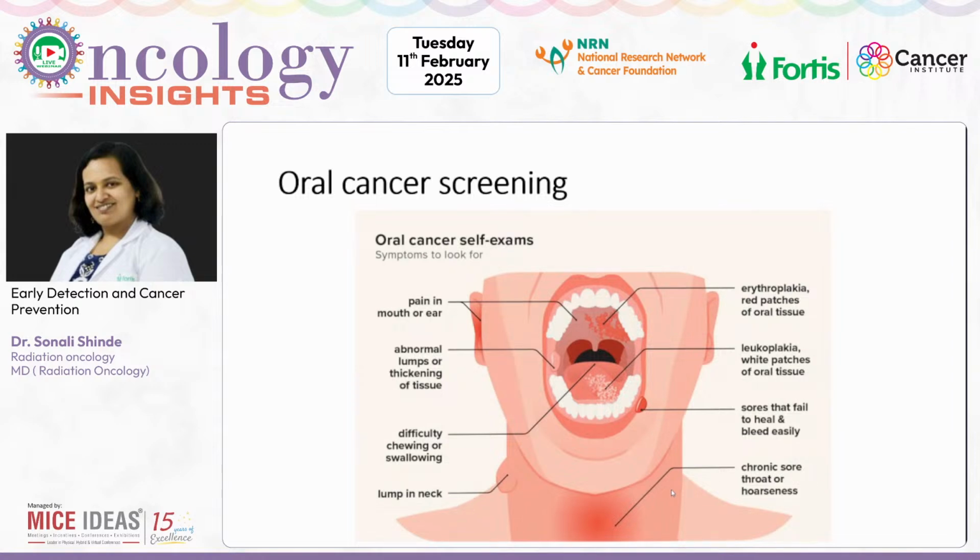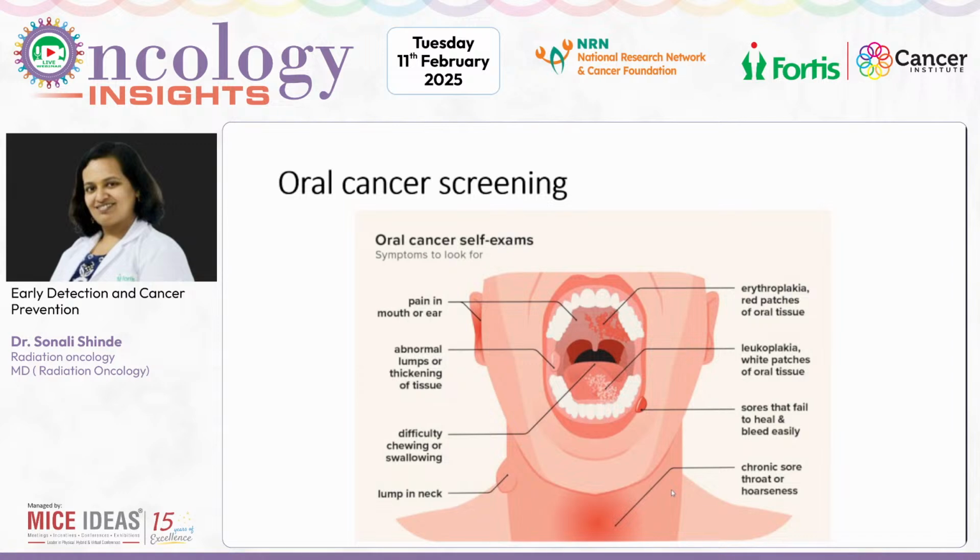If there is any lump in the neck, any white patches in the oral cavity, any ulcers which are not healing for about 3 to 4 weeks, or a chronic sore throat or hoarseness, or any pre-malignant conditions, then all of these individuals will have to get screened.